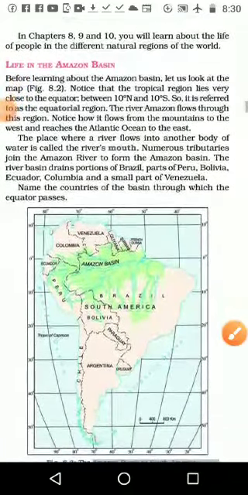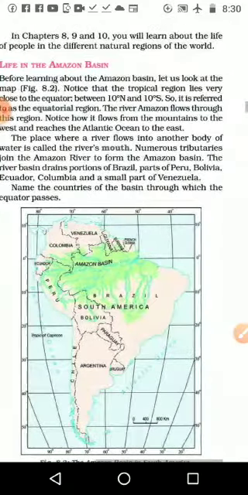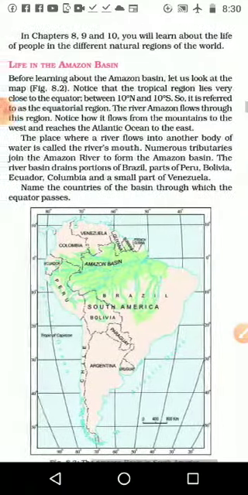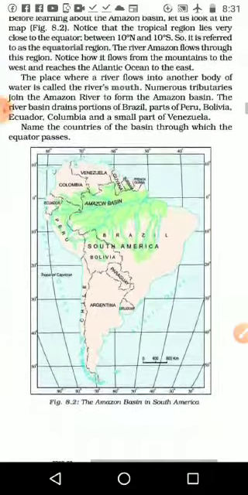Okay, let us move to the life in the Amazon basin. Before learning about the Amazon basin, let us look at the map. Notice that the tropical region lies very close to the equator, between 10 degrees north and 10 degrees south. If you look at the globe, we can see where the equator is. Okay, here it is shown.